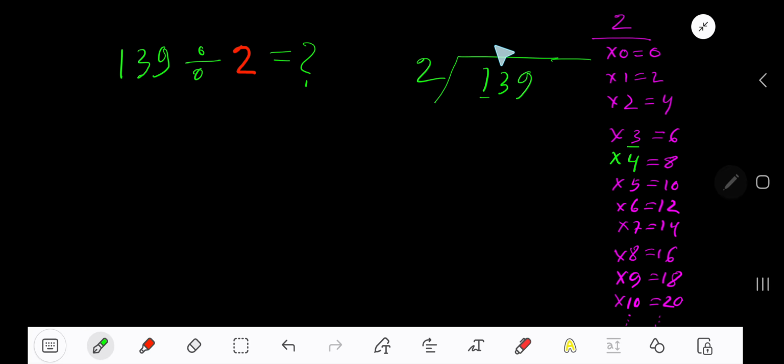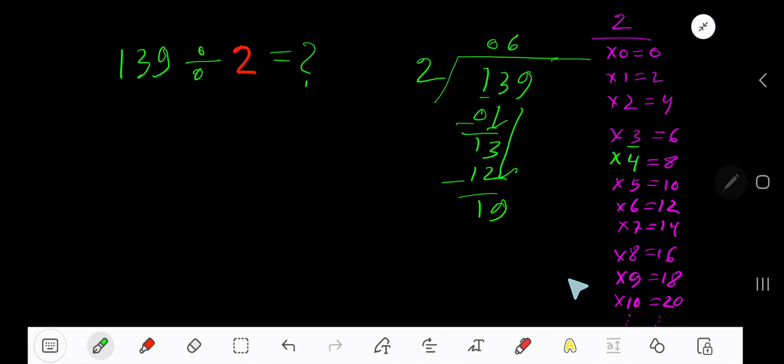2 goes into 1 how many times? 0 times. 0 times 2 is 0. Subtract from 1, bring down the next digit. 2 goes into 13 how many times? 7 times is 14, which is greater, so 6 times. 6 times 2 is 12. Subtract from 13 to get 1, bring down the next digit.